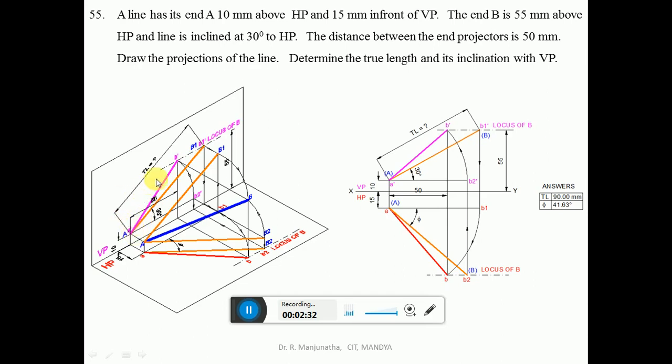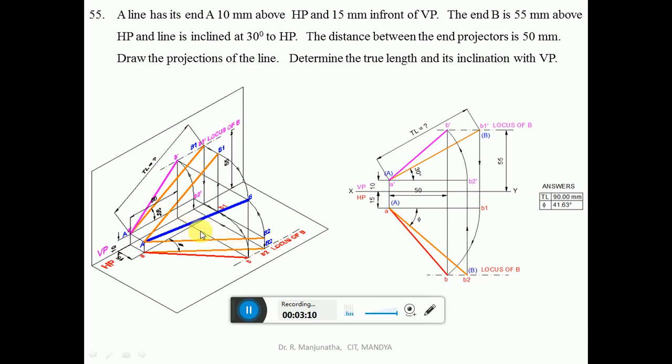Now in the top view also we can measure the distance of 50 mm and draw a vertical projector here. So we will not get the locus here. That is basically because we have the true inclination with respect to HP, and also the distance above HP is known, and then the distance between the end projectors is known. So the distance between the end projectors in the front view and also in the top view is going to be the same, and that means it will be on the same line. So the top view of the end B must lie on this line.